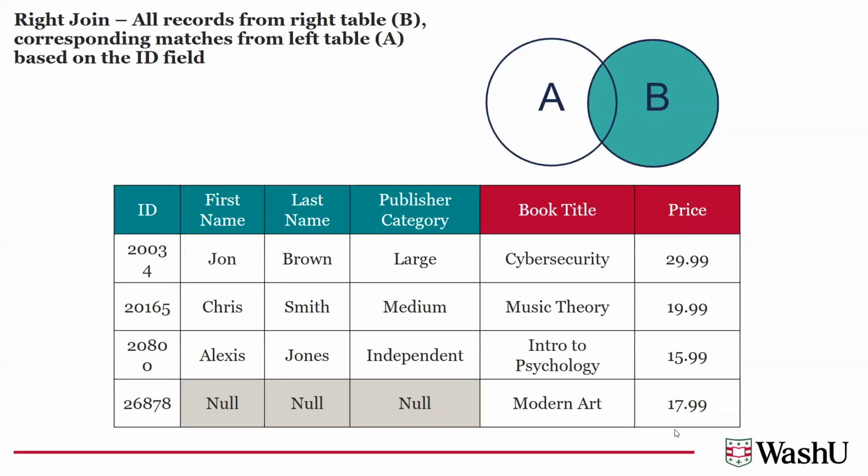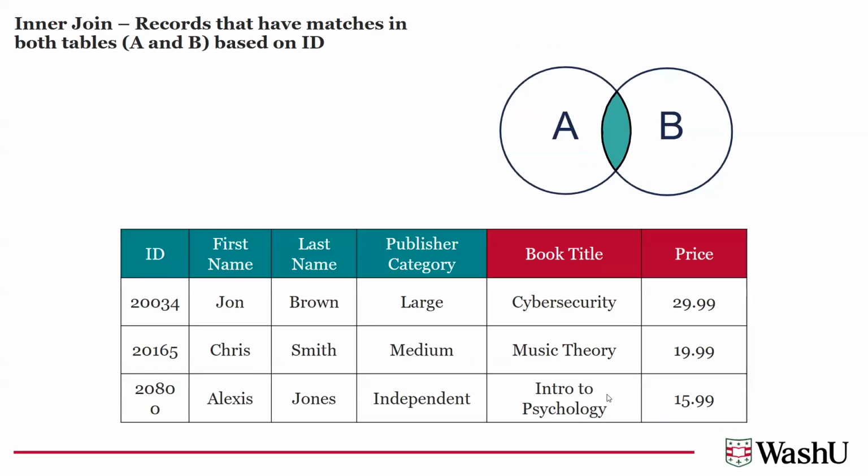On the flip side, let's look at the right join. Here is the complete table from table B, all of our book titles, but we can see that this author with this ID did not appear in our authors table. So we're seeing null records there for that particular book. For our inner join, only these three records matched in both table A and table B. And so that's what we're seeing here for our inner join result.